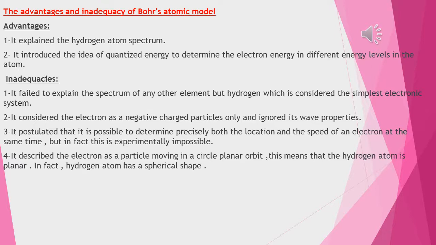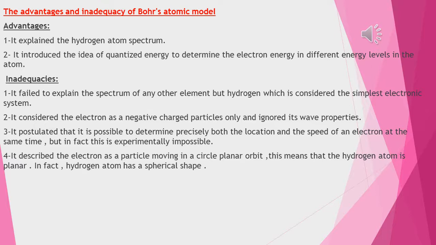Number two, the disadvantages of Bohr's atomic model. He failed to explain any other atom, but he explained only the hydrogen, because hydrogen is the simplest electronic system, as its atomic number equals 1. Number 2, he considered the electron as a negatively charged particle and he ignored its wave properties.